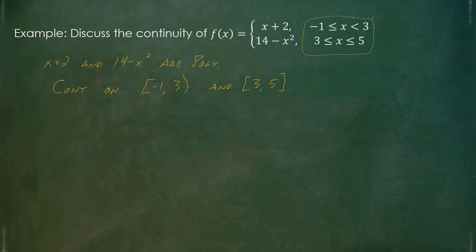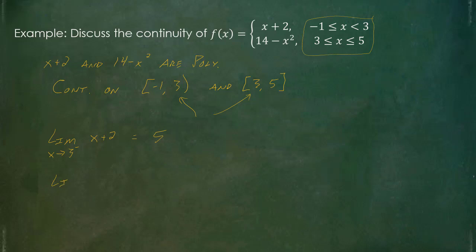The only number in question, as you can see, is what's happening at 3. So what I need to do is figure out the two limits as I approach 3. If I approach from the left, the less than side, that's the x plus 2 function. Since that's a polynomial, as I get closer to 3 it should be the same as just plugging 3 in, so that should approach 5.